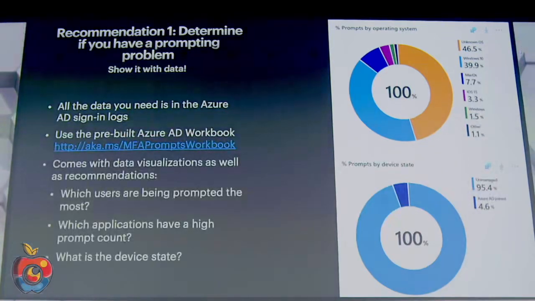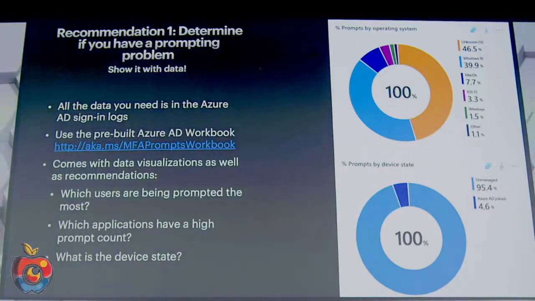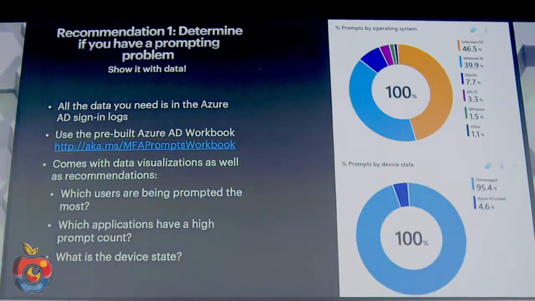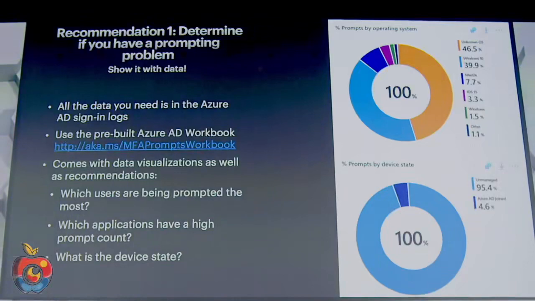So the types of things that you can figure out pretty easily using this are which users are getting prompted all the time. Are there applications that are causing the user to be prompted all the time? Like we found that there are SaaS applications out there that have bad integration recommendations that will automatically cause the user to be prompted a lot. And then what is the state of the device? And I really want to focus on that one.